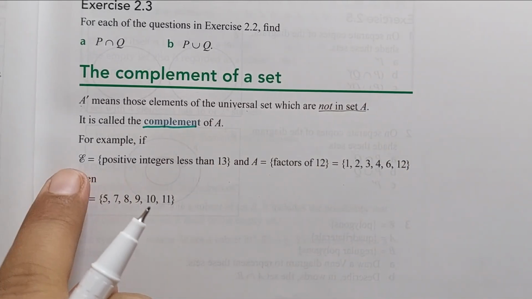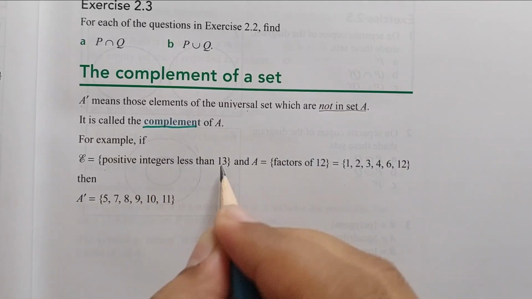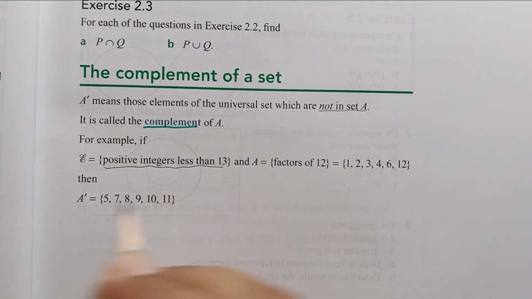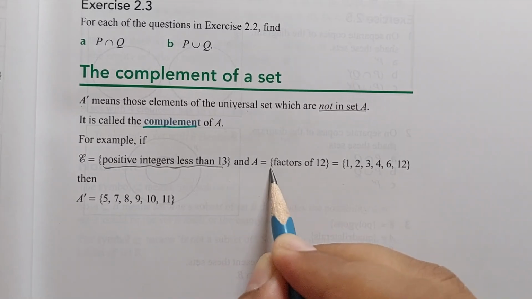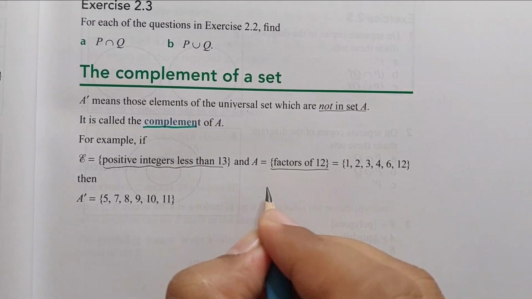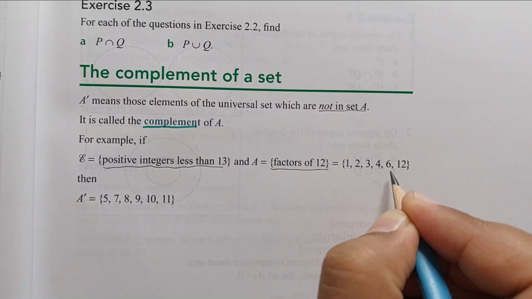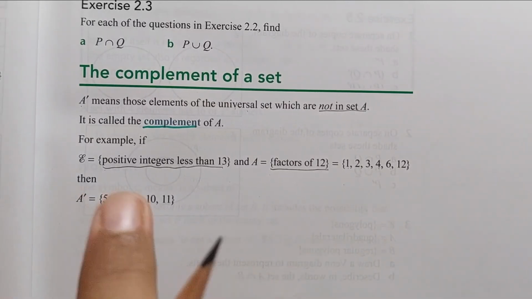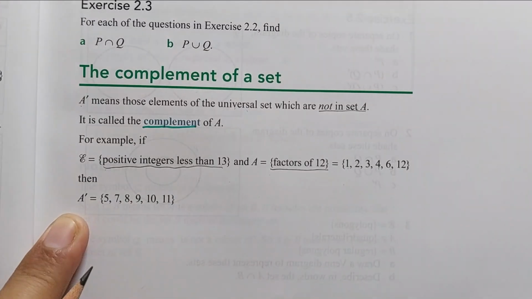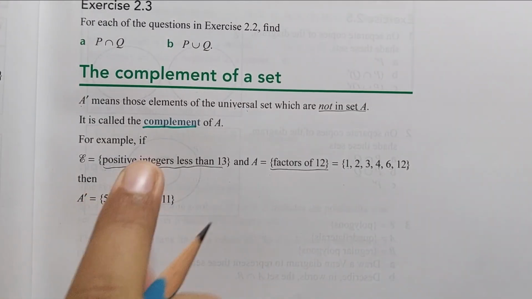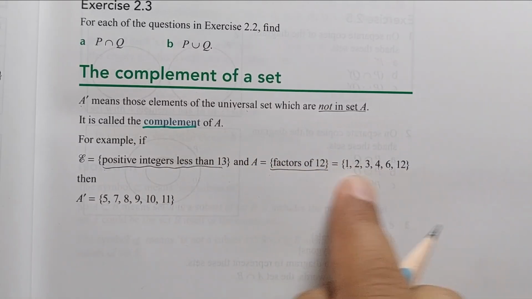For example, the universal set we have been given is the positive integers which are less than 13. So 1 till 13 are the positive integers which are less than 13. The set A we have been given as the factors of 12. So what are the factors of 12? They already wrote the factors: 1, 2, 3, 4, 6 and 12. These are the factors of 12. Then what is A complement? A complement are those elements which are in the universal set but not in the set A.